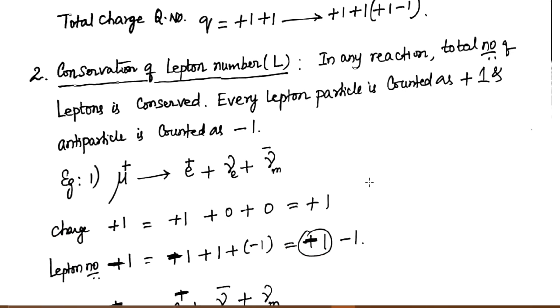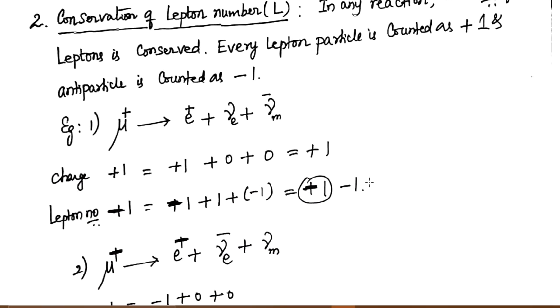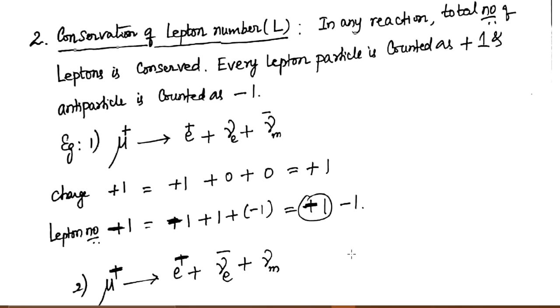Next, second one, conservation of lepton number. We denote lepton number as L. In any reaction, the total number of leptons is conserved. Every lepton particle is counted as +1. Lepton means electrons, positrons. They are called leptons. They are involved in weak interactions. That's why they are called leptons. And we count each lepton as +1, and the antiparticle is counted as -1.